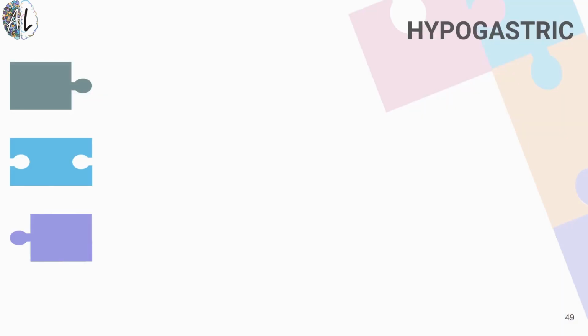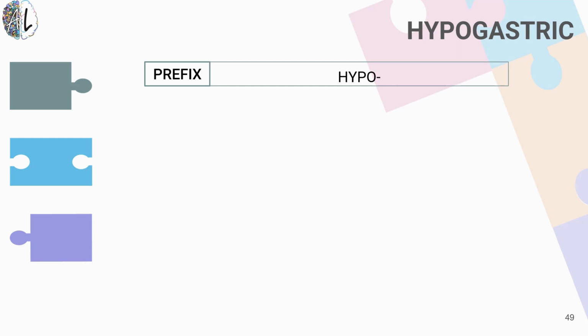So let's go back to this term that we saw before. The term was hypogastric. Remember that we said that the prefix was hypo, H-Y-P-O, and you can see the dash here at the end. The dash at the end helped on a word list to see that it was in fact a prefix and it is at the beginning of a word.